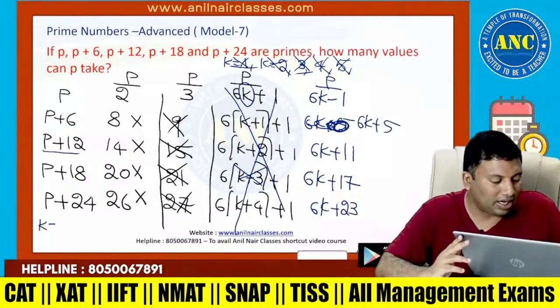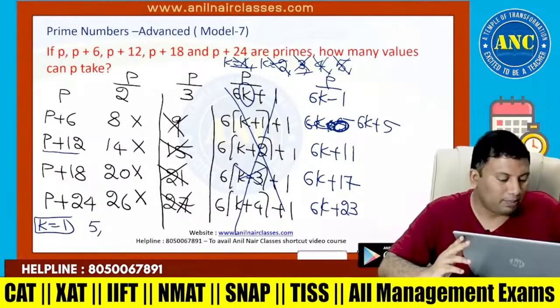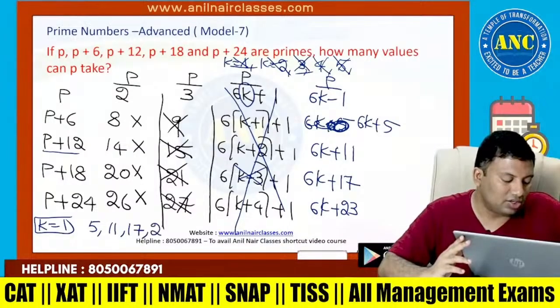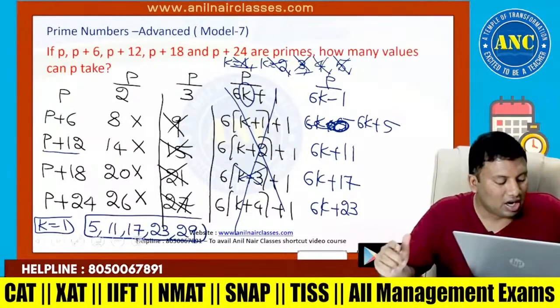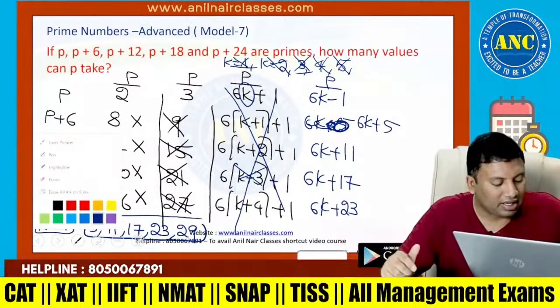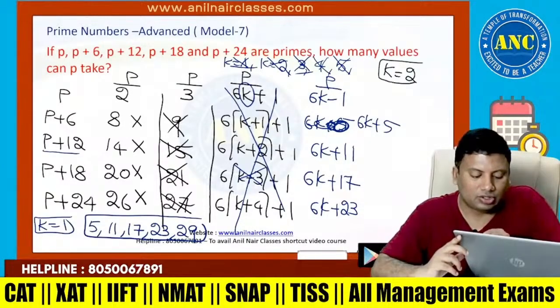If I put k equals 1, 6 into 1 minus 1 is 5. 5 plus 6 is 11. 5 plus 12 is 17. 5 plus 18 is 23. 5 plus 24 is 29. 5, 11, 17, 23, 29. All are satisfying.